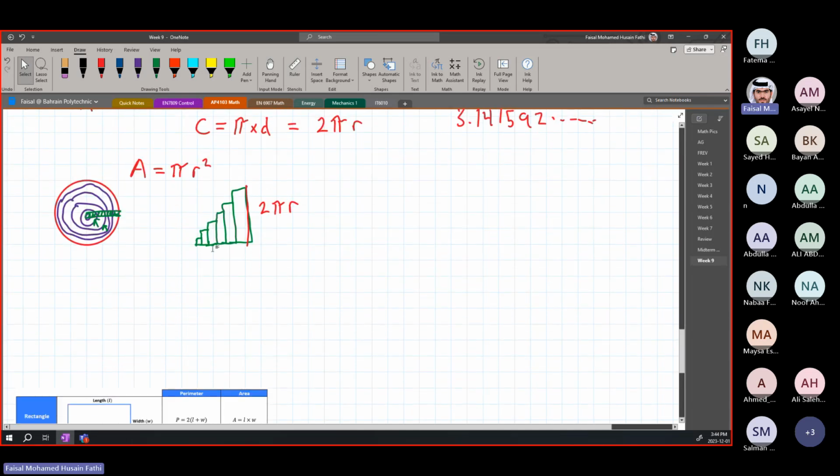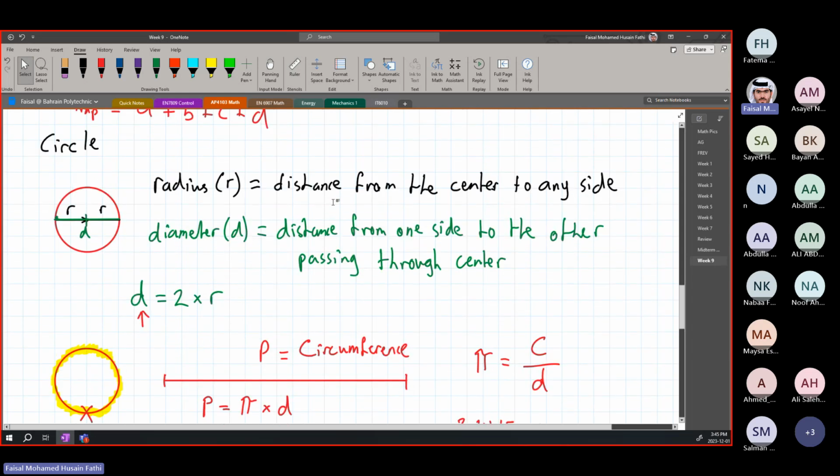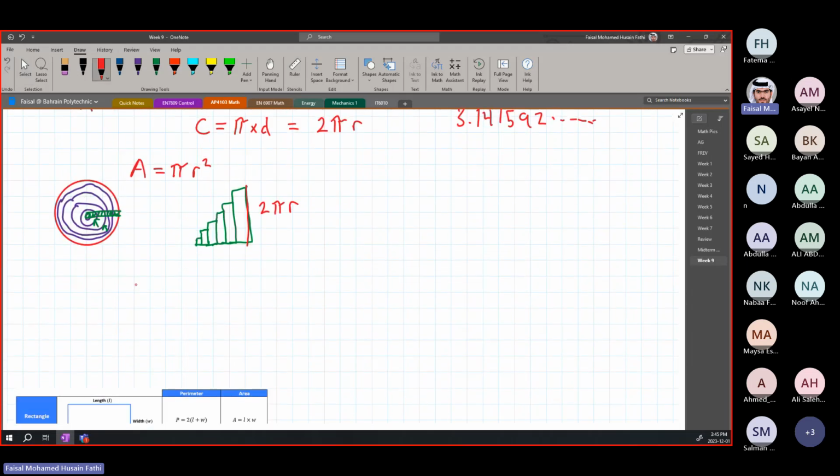And what do we know about this side? What is the size from here to here? If you look, we went from the center and cut along the side until we reached 2 pi. What do we know about this line that starts from the center and ends at the edge? We defined it earlier: the distance from the center to any side is simply equal to r, the radius. So we know that this is equal to the radius.